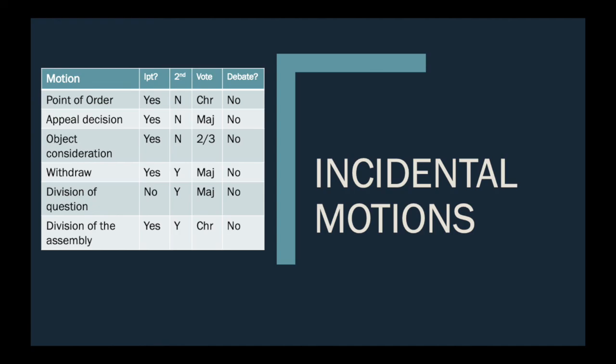Then lastly is a division of the assembly. This is if the chair is doing a voice vote on a motion and you insist that there should be a hand-raising vote. You can make a division. You can interrupt and say, division of the assembly, I request a hand-raising vote. And that will require the chair to then do a hand-raising vote instead of a voice vote.